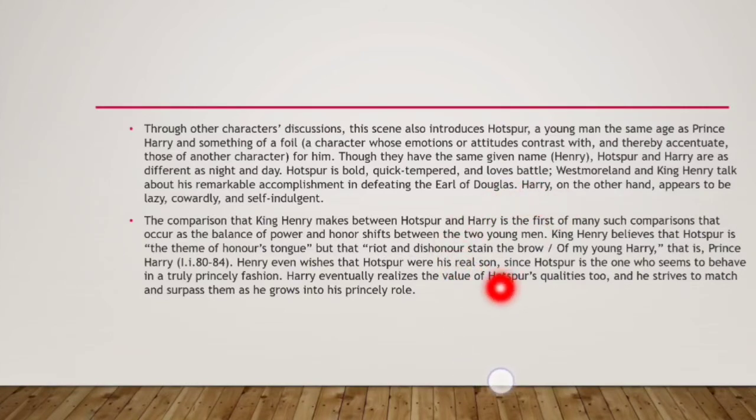Hotspur in the beginning is portrayed as being the one true knight, and the king wants him to be his own son. He wishes Hotspur would become his son. It shows that Hotspur is more chivalrous and more regal than Harry. But Harry also recognizes this. Harry recognizes Hotspur's qualities, and later Harry strives to be like Hotspur, and he even grows to surpass him.